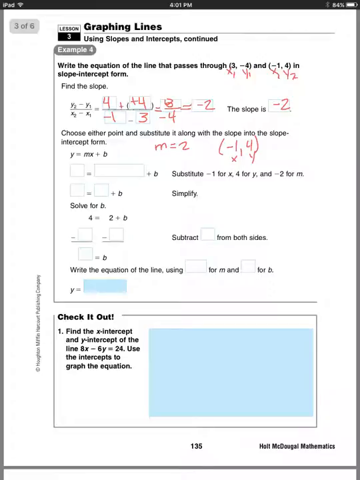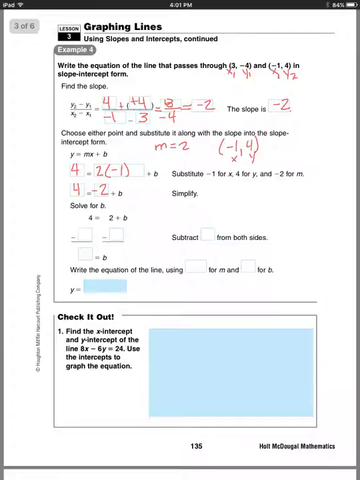So in for y, we're going to put 4. In for m, we're going to put -2. And in for x, we're going to put -1. And we're going to put that -1 in parentheses because we're multiplying m and x. So we're going to bring down our 4. -2 times -1 is 2 plus b.